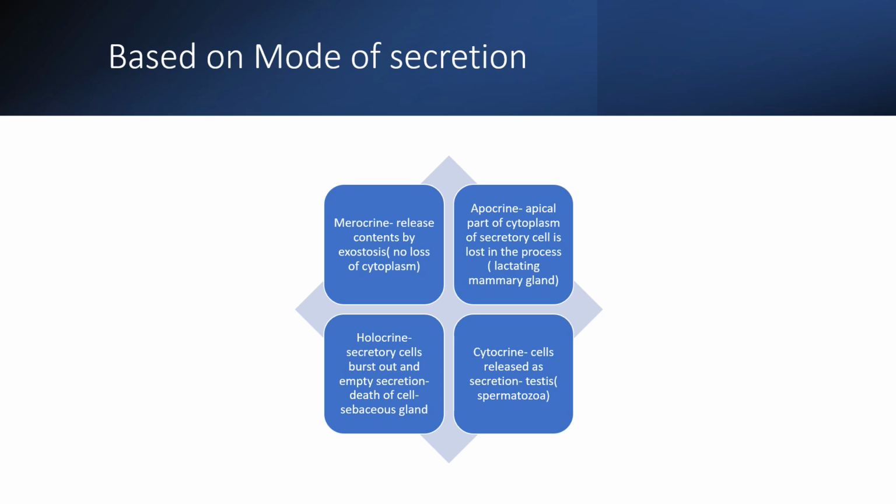The merocrine glands are the ones which release the contents by the exocytosis mechanism. There is no loss of cytoplasm. Apocrine, apical part of cytoplasm is released. Holocrine, the secretory cells burst out, like in the case of sebaceous gland, and the cytocrine, where the cells are released as part of the secretion.